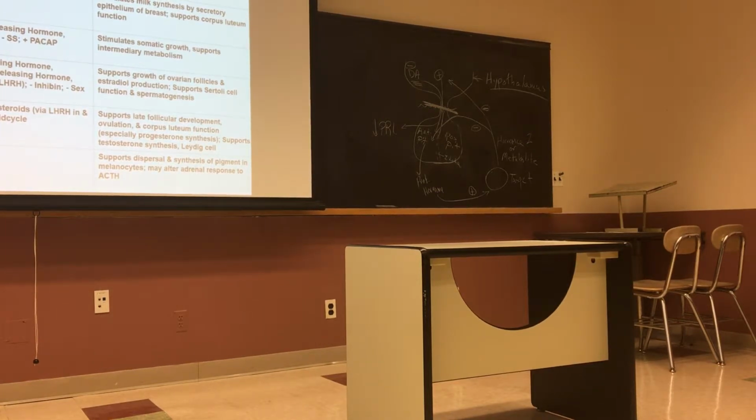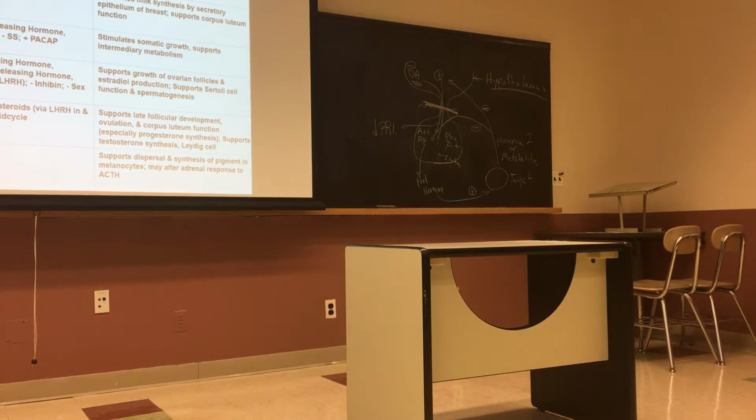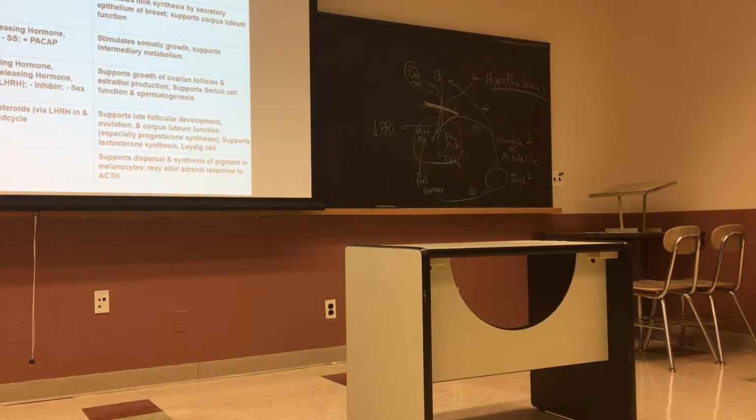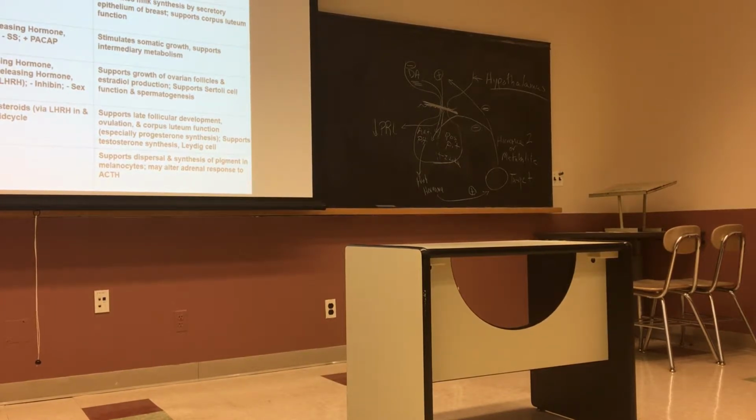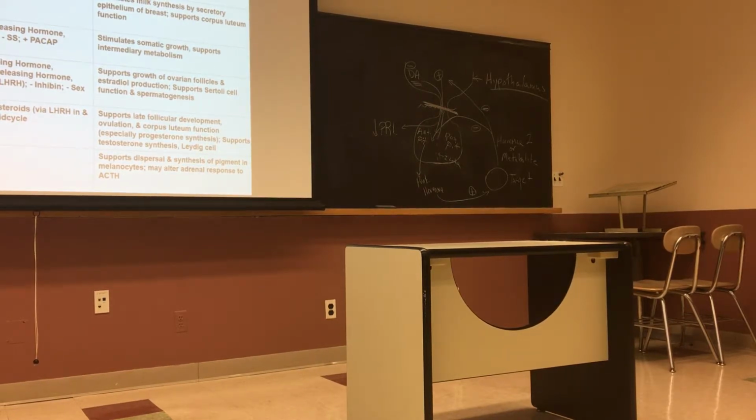Dopamine is being suppressed by a neural circuit. Once the offspring starts suckling, there's a tactile response to stimulation of the breast. And that tactile response stimulates oxytocin, or pardon me, suppresses dopamine centrally. And as a result, you get an elevation of prolactin.